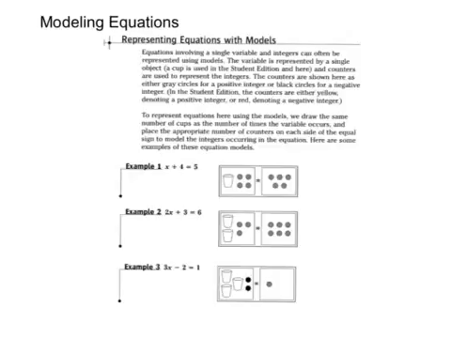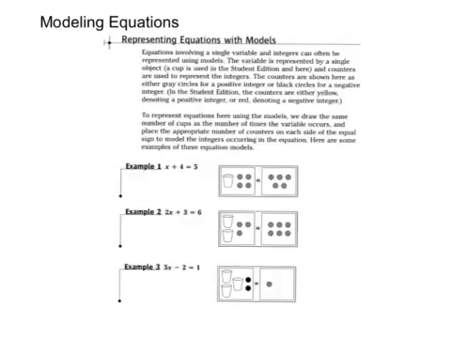All right, so let's go ahead and start. And it says here that equations involving a single variable, meaning there's just one x, and an integer can often be represented using models. The variable is represented by a single object, and in this example, the cup is what represents the x value, your variable. The counters are used to represent your integers or your constant numbers. The counters here are shown as either gray circles for positive or black circles for negative.